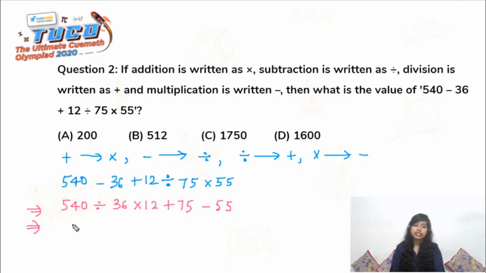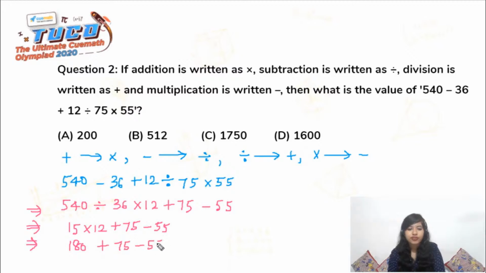540 divided by 36 would give you 30 upon 2, which is nothing but 15. 15 times 12 plus 75 minus 55. So 15 times 12 would give us 180, plus 75 minus 55. So 180 plus 75 would give us how much? It would give us 255. And 255 minus 55 would give us 200 as our answer, right? Hence option A is the correct answer to this.